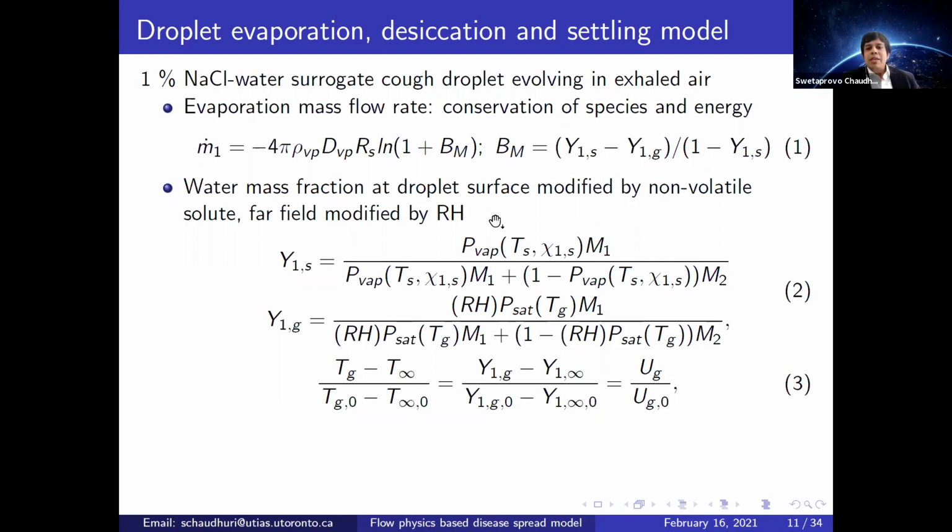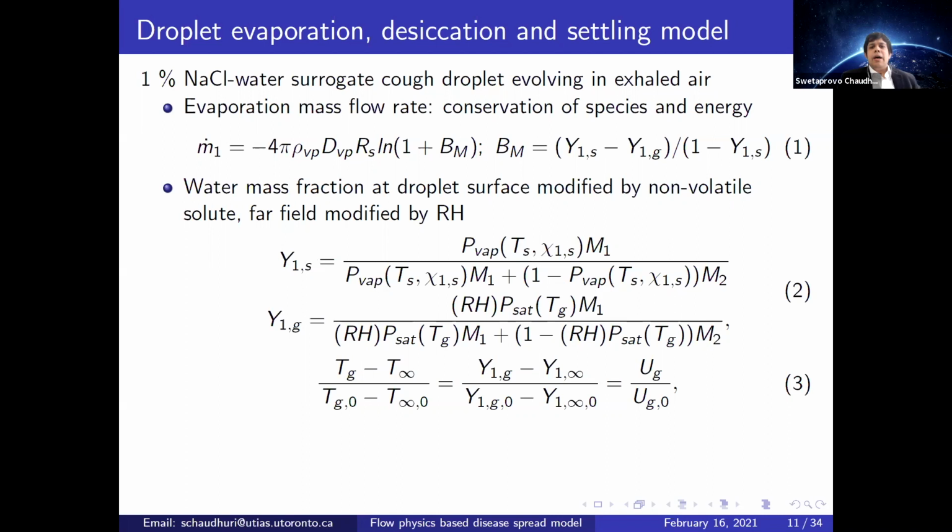And now we have to basically take into account the vapor pressure on the surface. So this mass fraction of water on the surface is controlled by the vapor pressure of the liquid on the surface, and that is controlled by the local temperature and the mass fraction of water. The mass fraction of water itself can be defined as 1 minus the mass fraction of the salt, and this basically comes from Raoult's law.